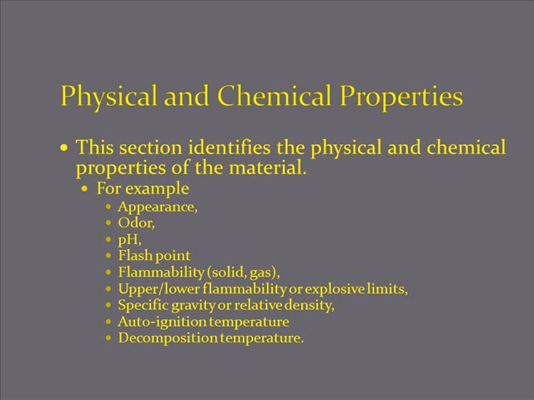Physical and chemical properties. This section identifies the physical and chemical properties of the material. For example, its appearance, odor, pH, flash point, flammability, upper and lower flammability or explosive limits, specific gravity or relative density, autoignition temperature, and decomposition temperature.